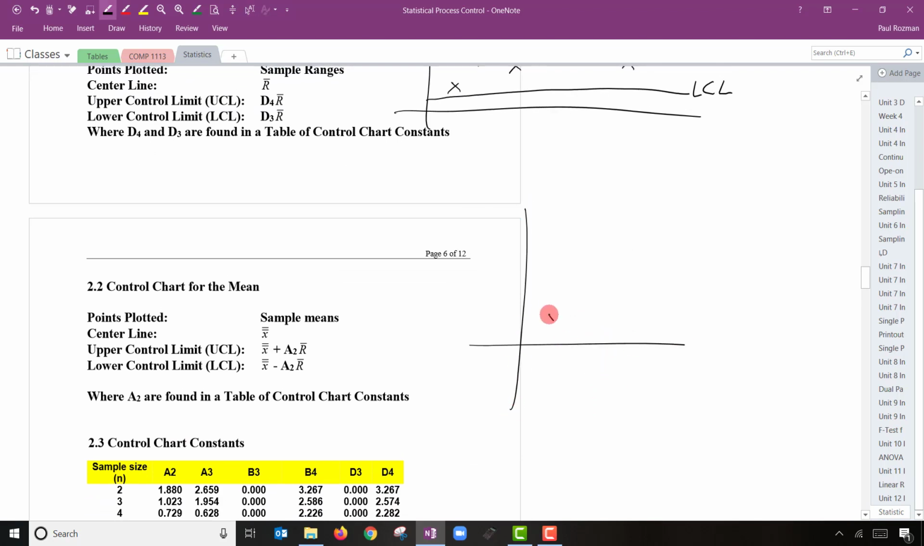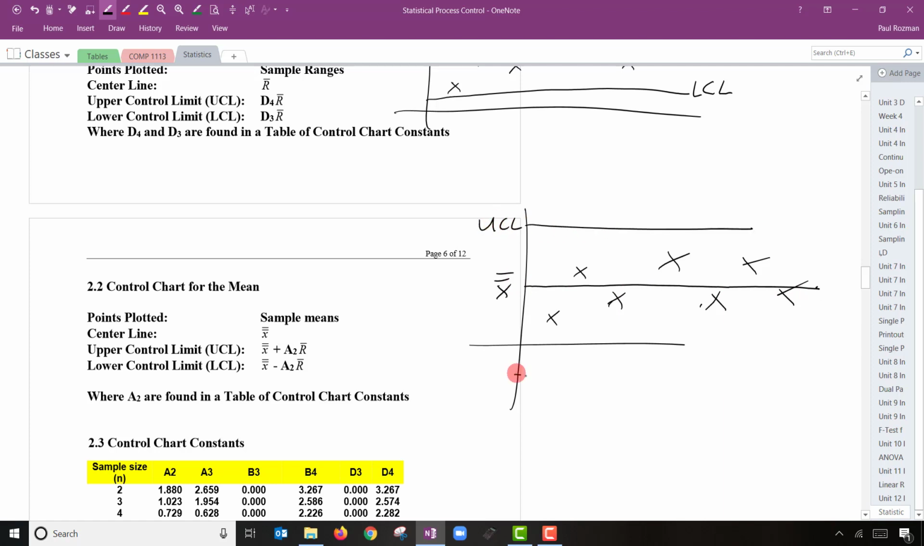We had the mean of day 1, the mean of day 2, the mean of day 3, the mean of day 4, and so on. And then the mean of the means would be X bar, and then we'll plot an upper control limit and a lower control limit, and we'll judge the data based off of that.